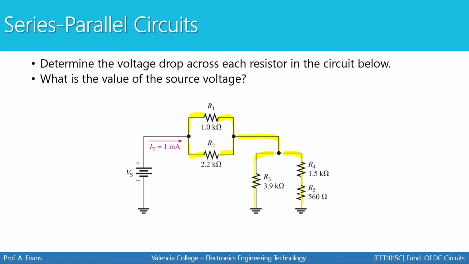R4 and R5 are in series, which means they have to have the same current. R1 and R2 are in parallel, which means they have to have the same voltage. So let's begin attacking this problem. Remember, the goal is to find the voltage drop for every resistor, R1, R2, R3, R4, and R5.